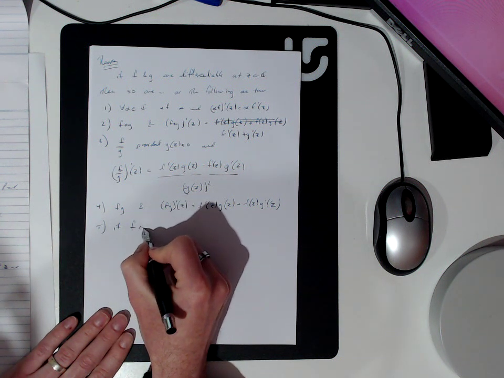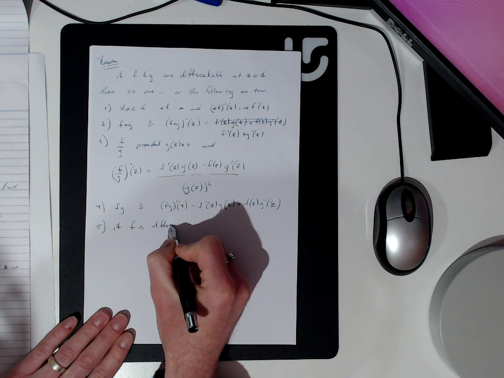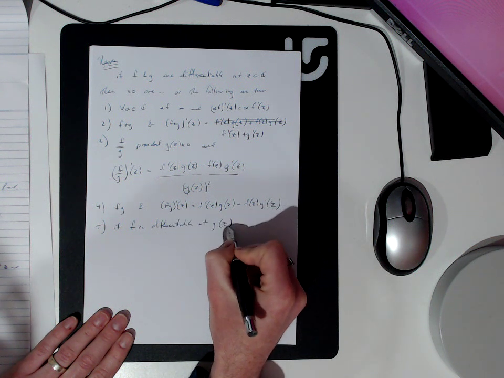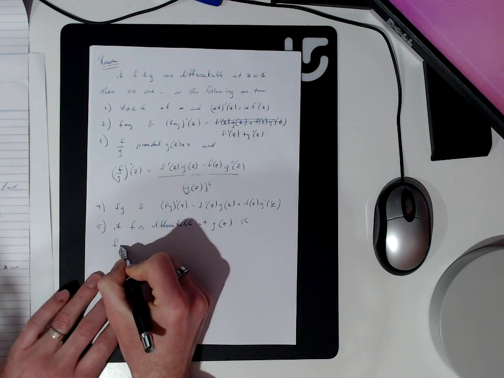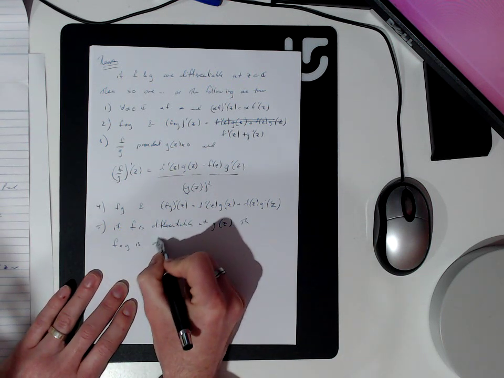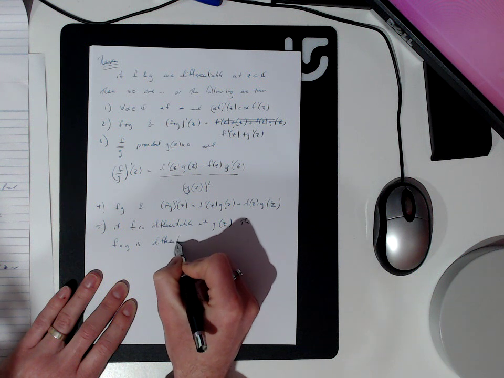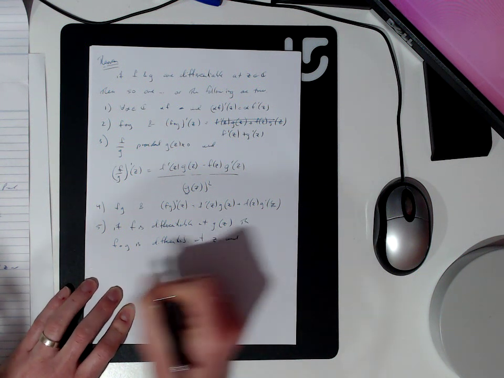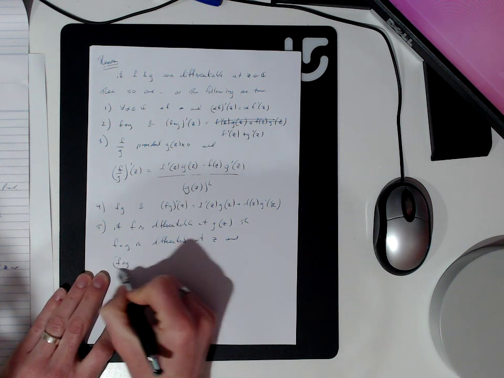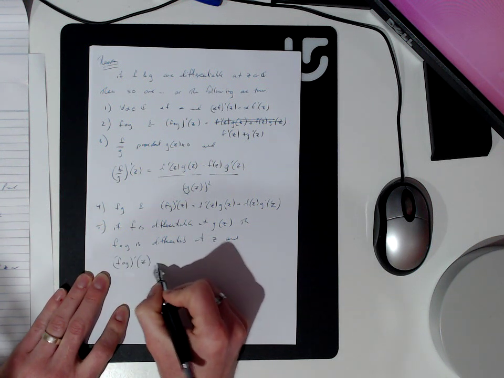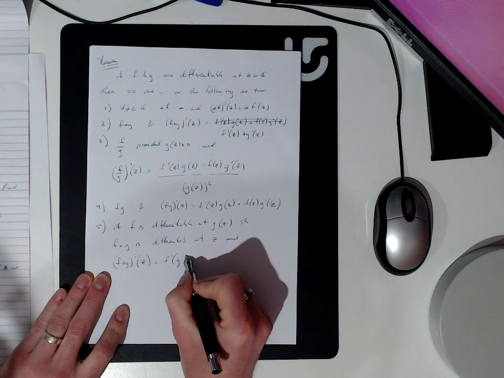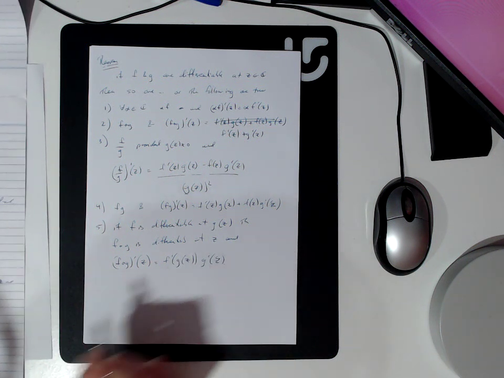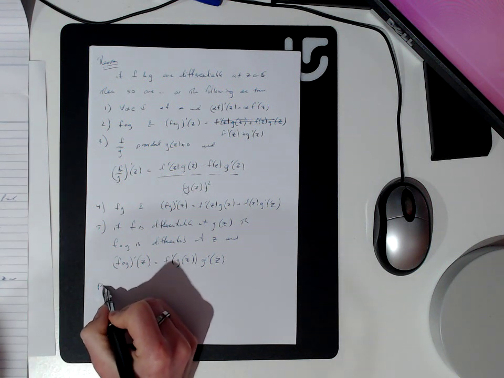And five, if g is differentiable at z and f is differentiable at g(z), then f composed with g is differentiable at z, and the derivative of the composition at z is the derivative of f evaluated at g(z) times g'(z). Pretty easy.